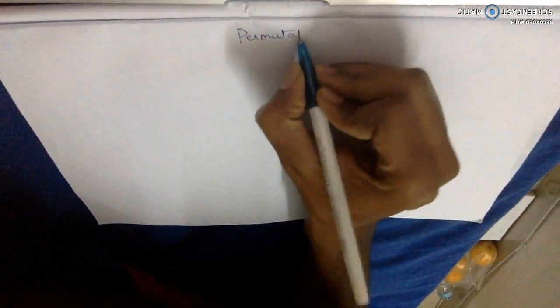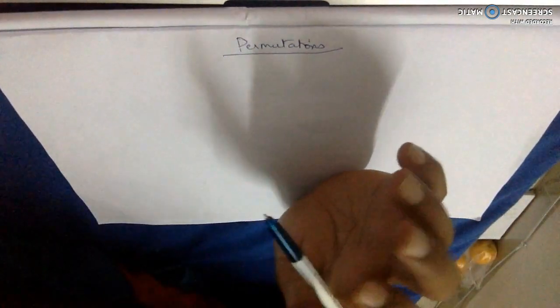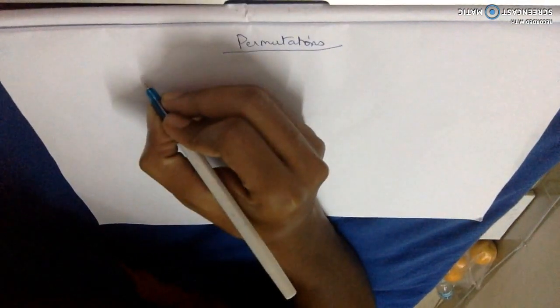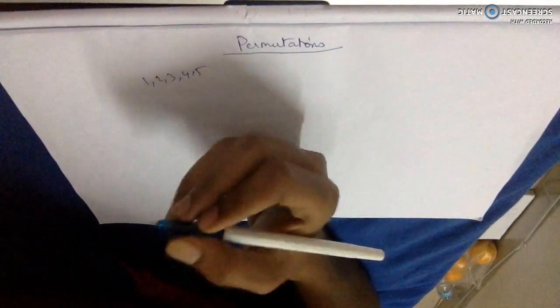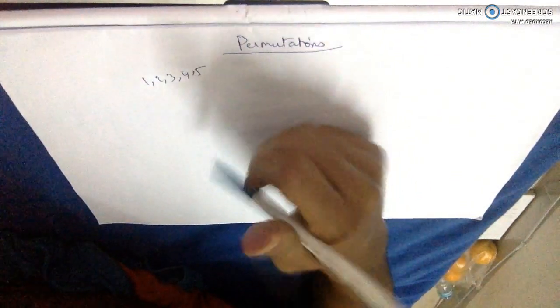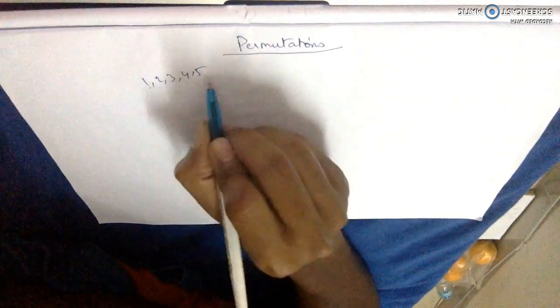Okay, so today we are going to see permutations. Basically, I'll take the easiest case. If you have five numbers, let's say 1, 2, 3, 4, 5, you want to count all the possible ways in which they can be arranged.